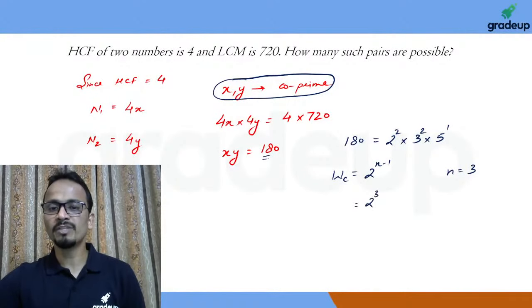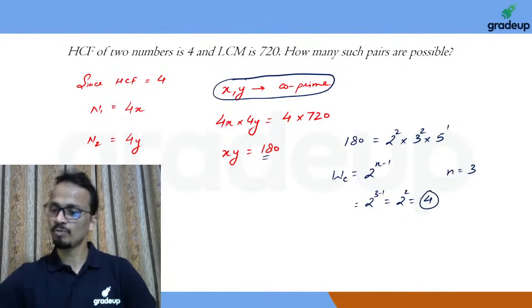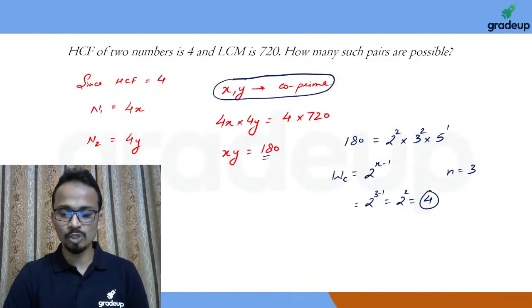So 2 raised to the power 3 minus 1, that is 2 raised by 2, and the answer will be equal to 4. So yes, Satyam, your answer was absolutely correct.